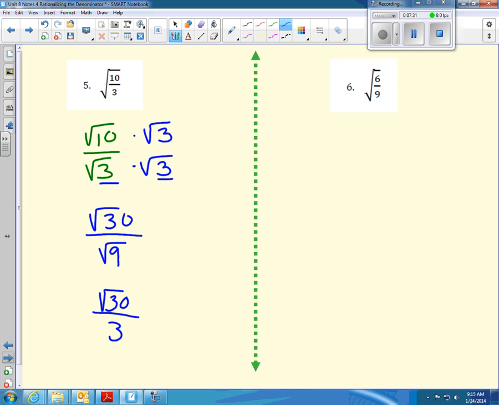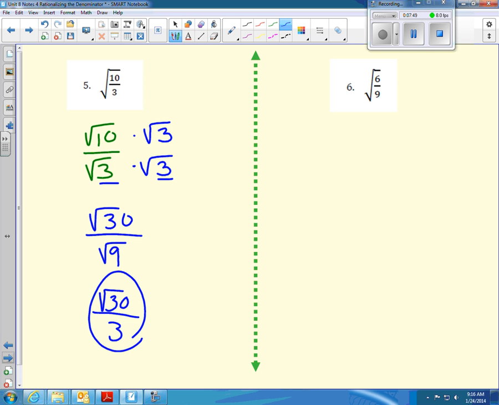Square root of 9 turns into 3. Remember, we cannot take 30 and divide by 3. 30 is under the radical, 3 is not, so we're going to leave it as is. So nice work with that, guys. Okay, so we have problem 6 here. Problem 6 says 6 over 9.